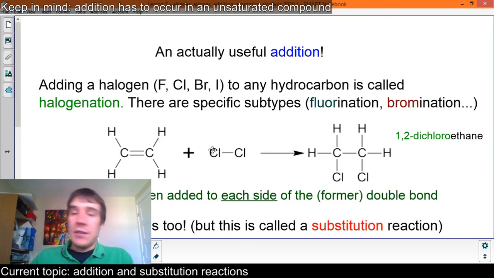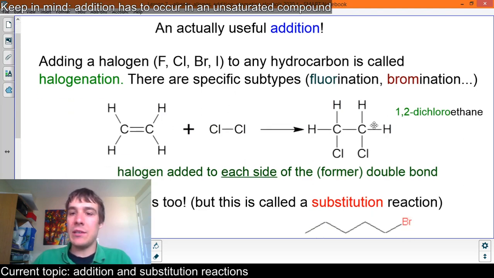Here's a useful addition. It's adding a halogen to a hydrocarbon. This is halogenation. There are specific subtypes, like fluorination, bromination. Here's a chlorination of an ethene. So this is ethene. We add chlorine to it, and it kind of happens by itself because chlorine really likes electrons. Right? It's an electronegative compound, so the chlorine will just break up the double bond on its own and install on either side. Remember, either side.